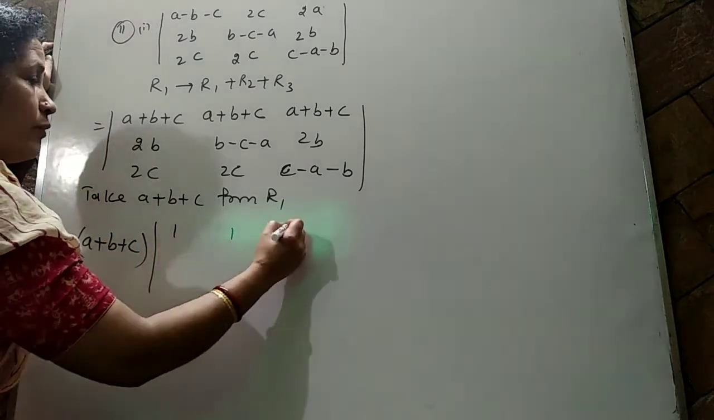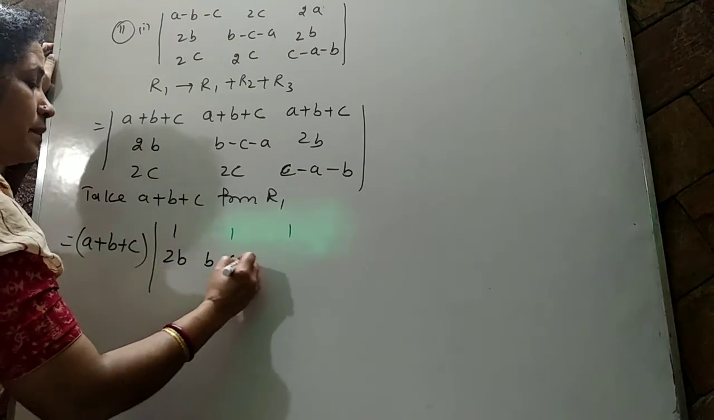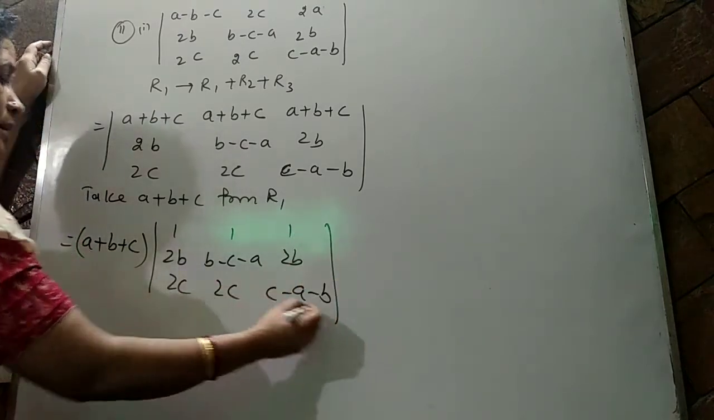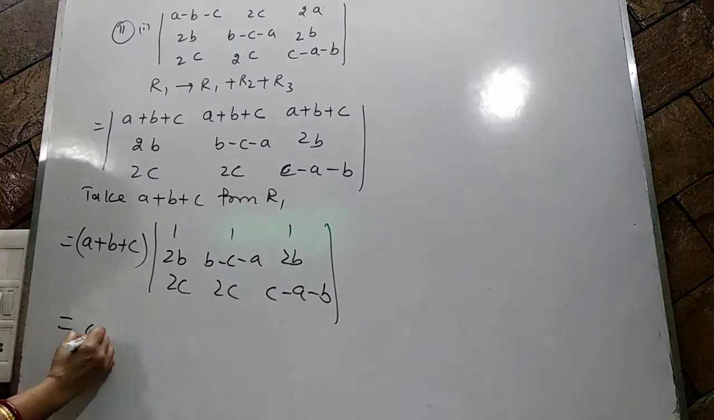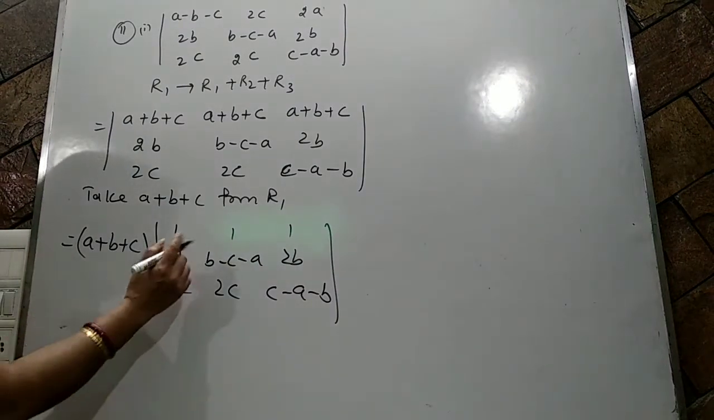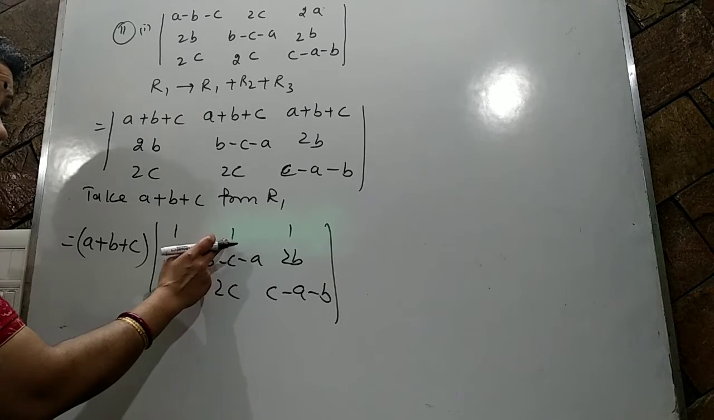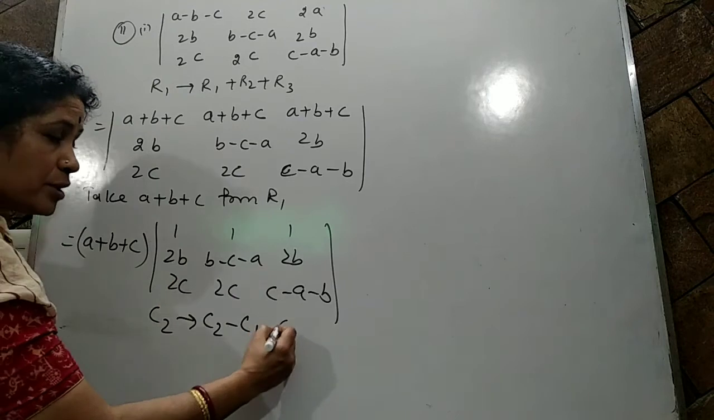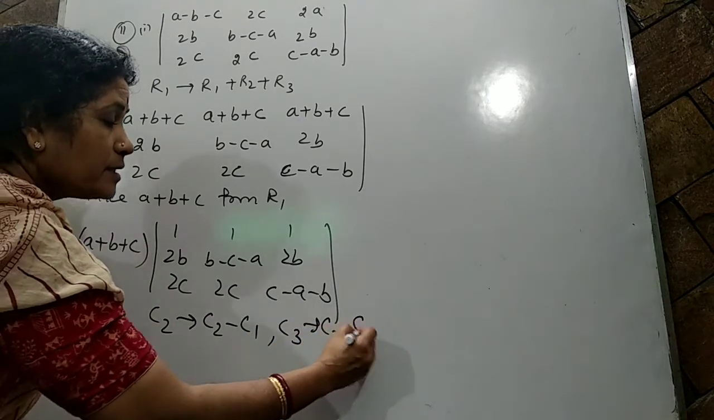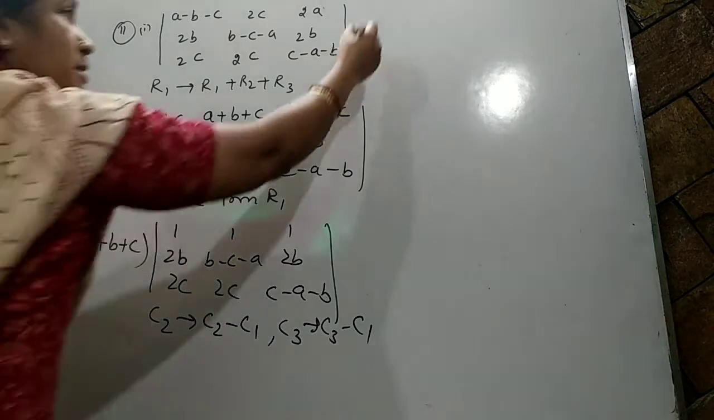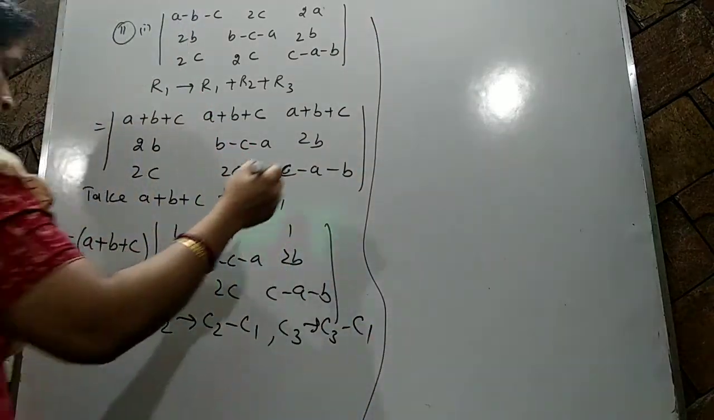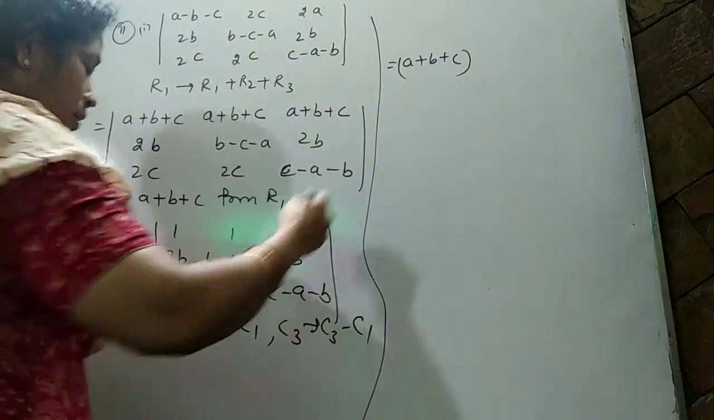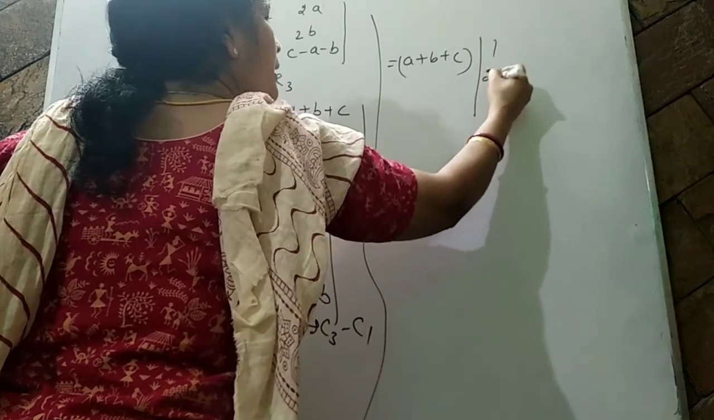Now here 1, 1, 1, then 2B, B minus C minus A, 2B, then 2C, 2C, C minus A minus B, all multiplied by A plus B plus C. Now I need 0s. To make 0, C2 can be written as C2 minus C1, and C3 can be written as C3 minus C1. If I do this operation, that is equal to A plus B plus C into this 1, 2B and then 2C.